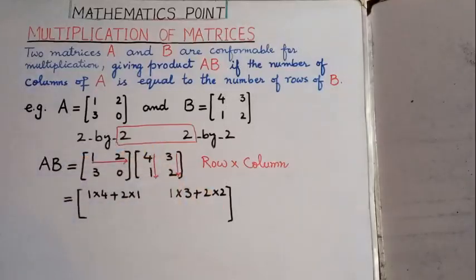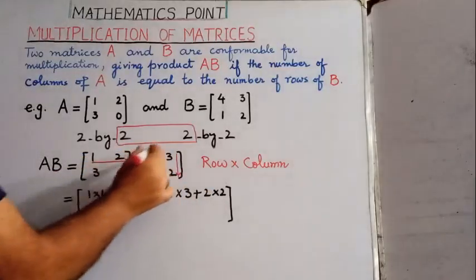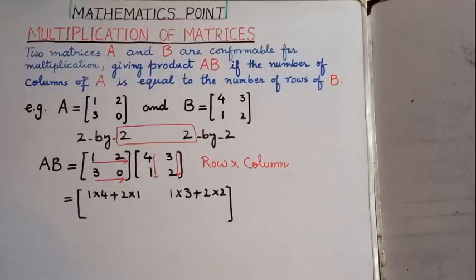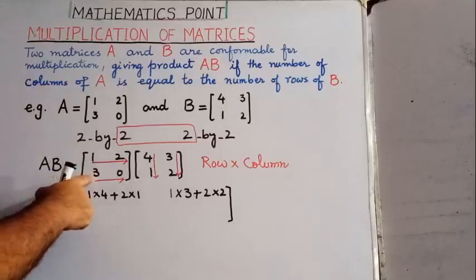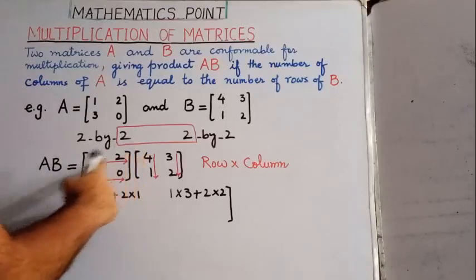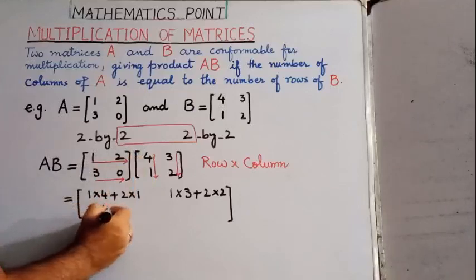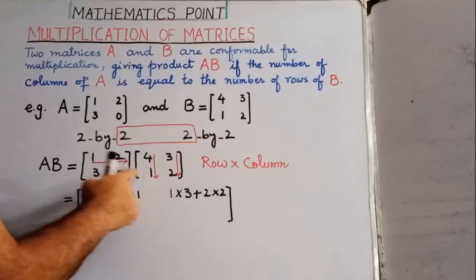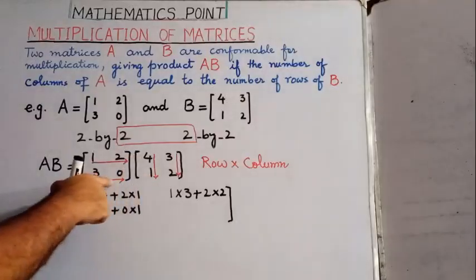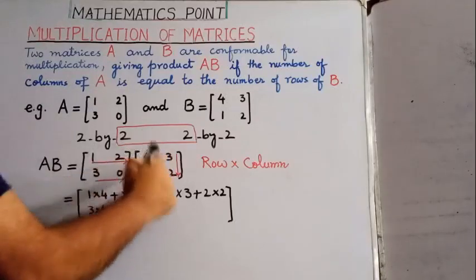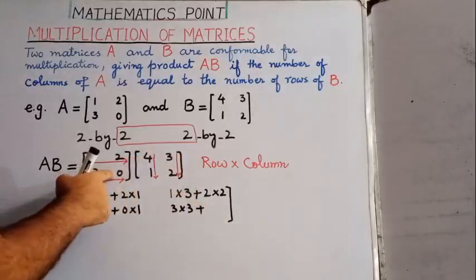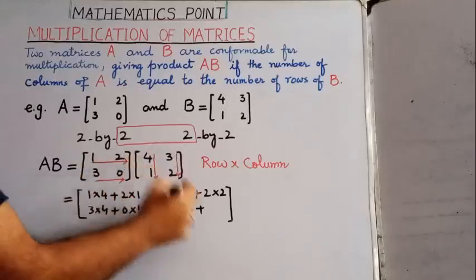Now we will multiply second row with first column and then second column. Now the first element of second row is 3. Here the first element of column 1 is 4. So first element is multiplied by first element. 3 multiplied by 4 plus, now second element is multiplied by second element, 0 multiplied by 1. Now we have to multiply row 2 with column 2. 3 multiplied by 3, first element with first element, plus second element here is 0 and second element in column 2 is 2. So 0 multiplied by 2.